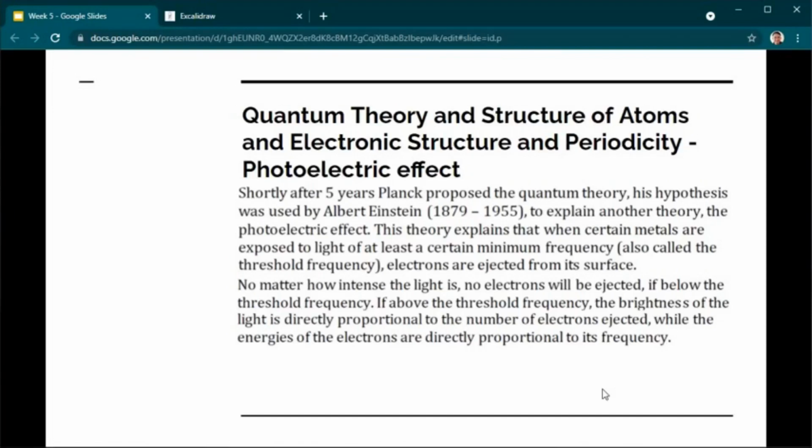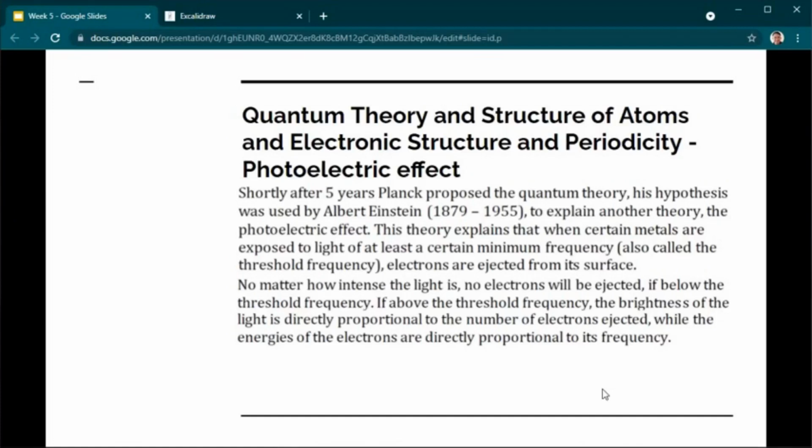This theory explains that when certain metals are exposed to light of at least a certain minimum frequency, which is also called the threshold frequency, electrons are ejected from its surface. No matter how intense the light is, no electrons will be ejected if below the threshold frequency. If above the threshold frequency, the brightness of the light is directly proportional to the number of electrons ejected, while the energies of the electrons are directly proportional to its frequency.